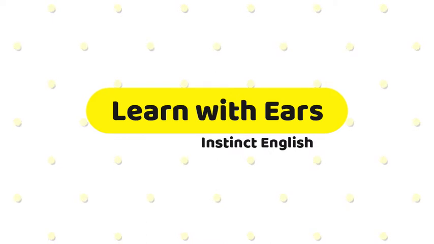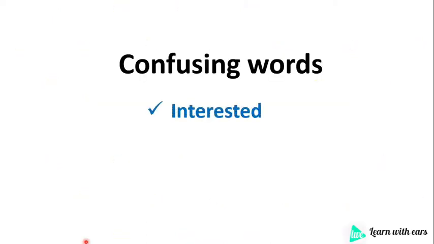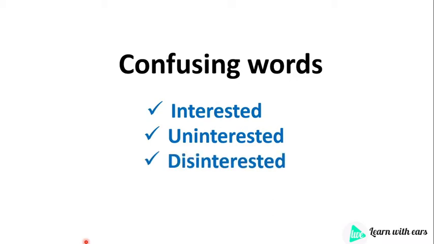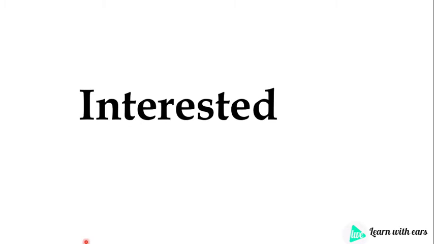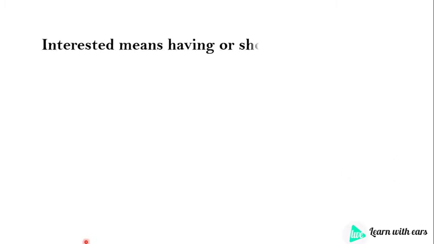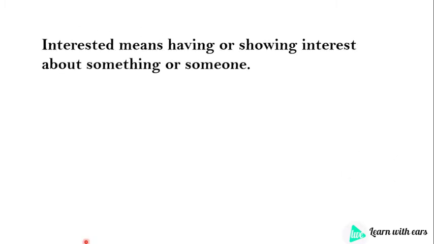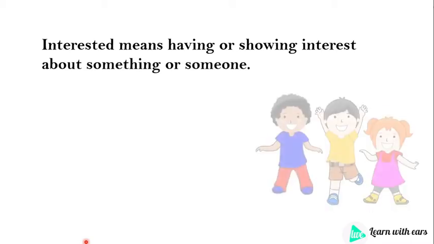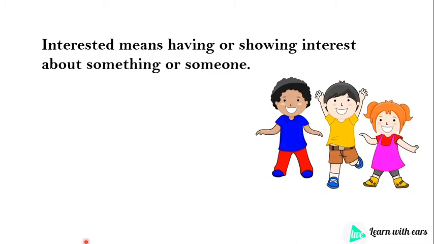Today we're looking at the confusing words interested, uninterested and disinterested. First of all, interested. Interested means having or showing interest in something or someone. It means we love to do something.